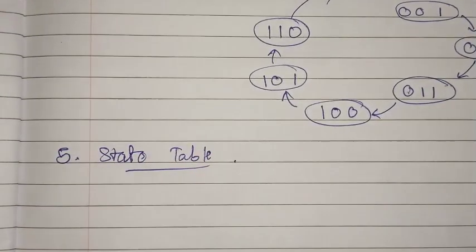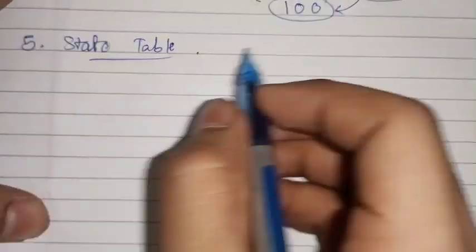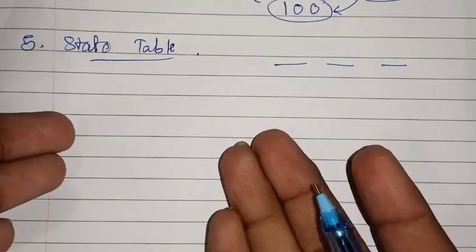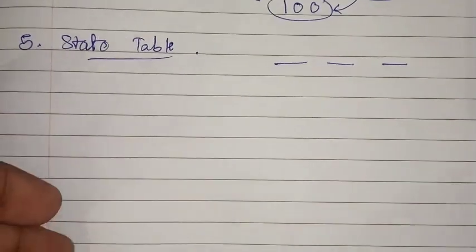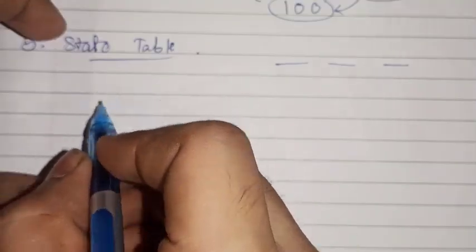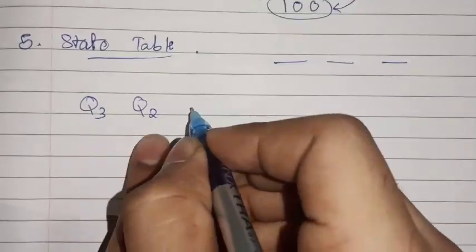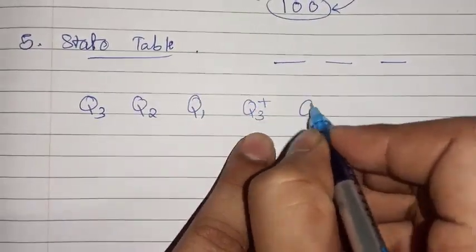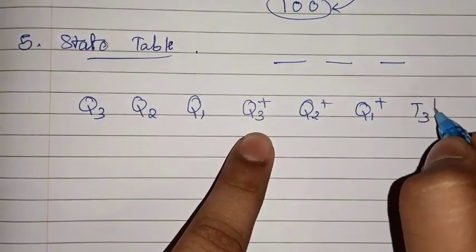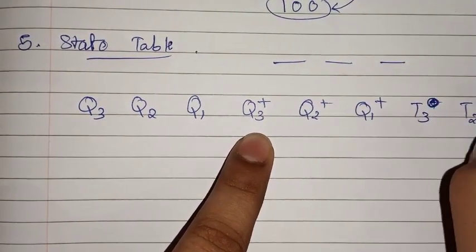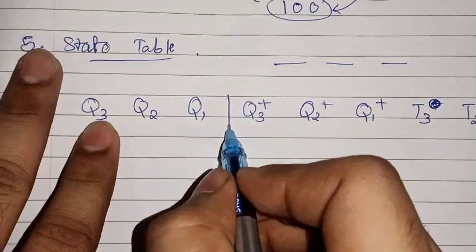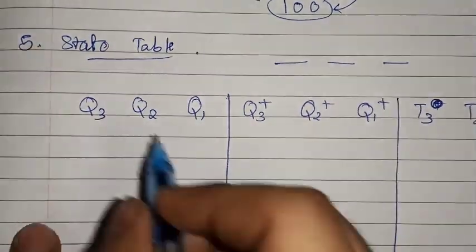State table. So what is the state table? See, since we need 3 flip-flops for this experiment, there would be 3 individual columns for all the 3 flip-flops. So the first column would be Q3. Let me first complete the table so it would be clearer to you why we use these terms. Q3 plus, Q2 plus, Q1 plus, T3, T2 and T1. Okay, so I think that should be fine.